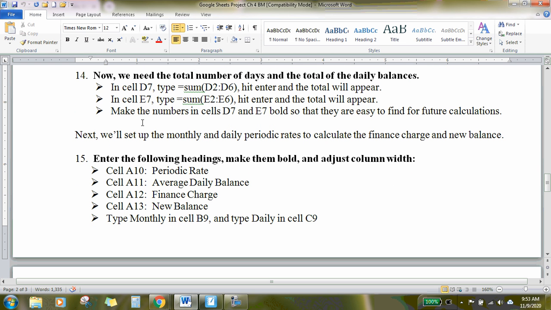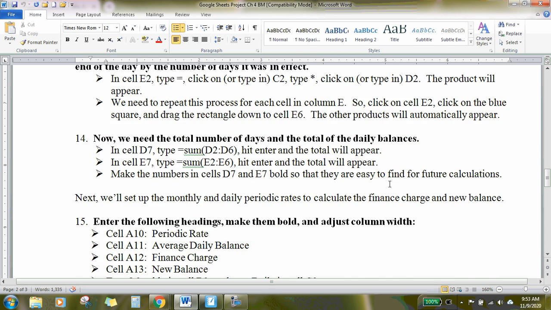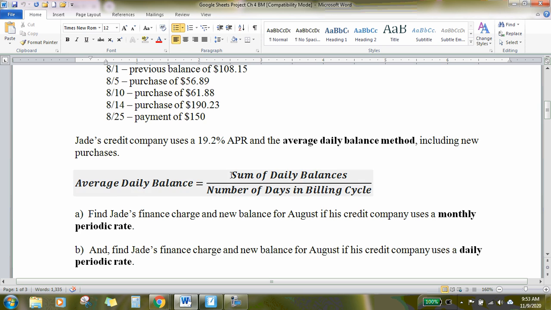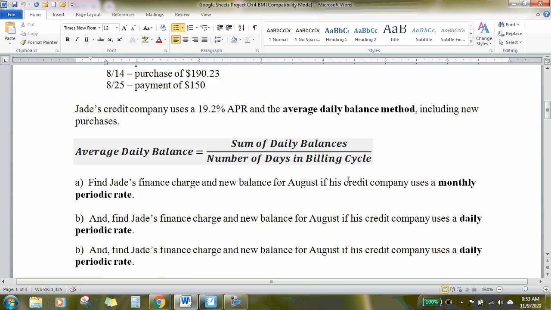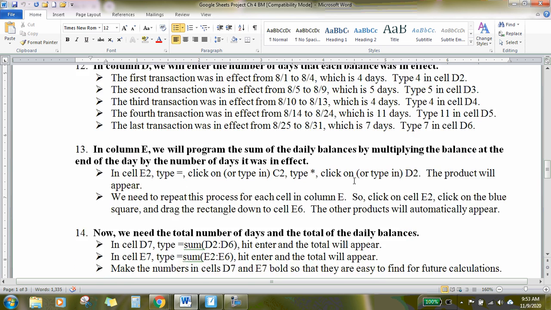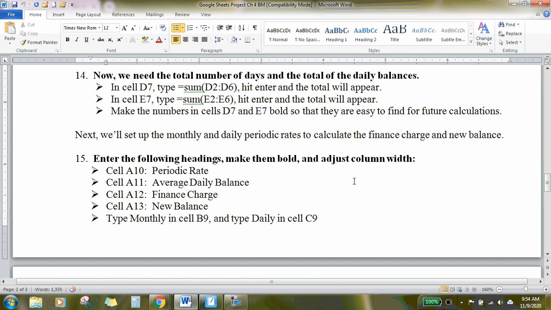And this is just where we're going to get the sums of the number of days and then the total daily balance, because that's what we need for our formula. If I scroll back up, we need the sum of the daily balances. So I've got to take that big total for each individual day, and I've got to find the whole total for the whole month. Okay.